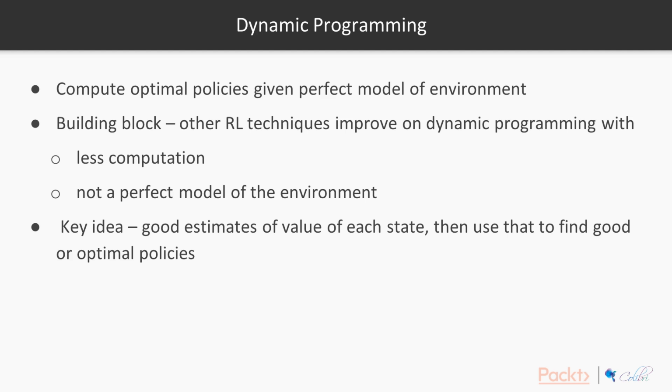Dynamic programming can't solve for the optimal policy in these imperfect models, but it can solve for the optimal policy given the perfect model of the environment. And this is why dynamic programming is important in reinforcement learning. It's the building block of all other reinforcement learning techniques. In fact, other reinforcement learning techniques improve on dynamic programming with either less computation time, or it can deal with not a perfect model of the environment. The key idea of dynamic programming is if we can find good estimates of value of each state, then we can use that to find the optimal policy.